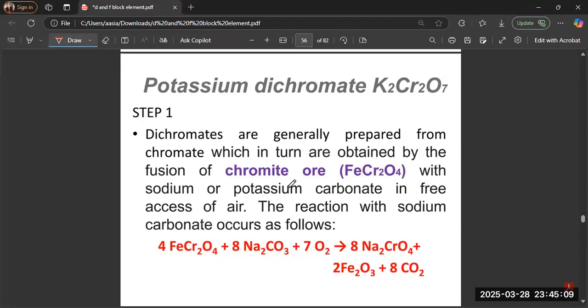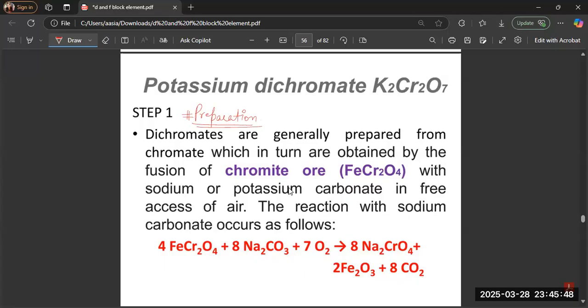The dichromates are generally prepared from the chromate, which in turn is obtained by the fusion of chromite ore. Okay, now see. So first, this is the preparation. In your syllabus, there is a preparation given, its structure, properties, color dependence on pH, and interconversion. So we will discuss all these over here.